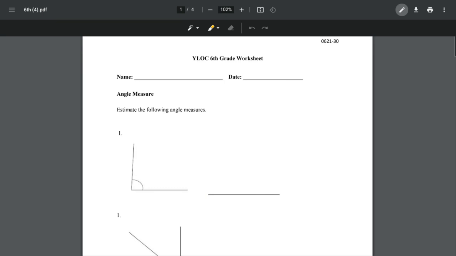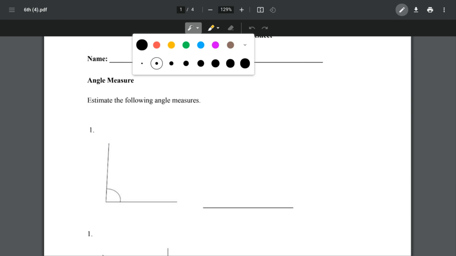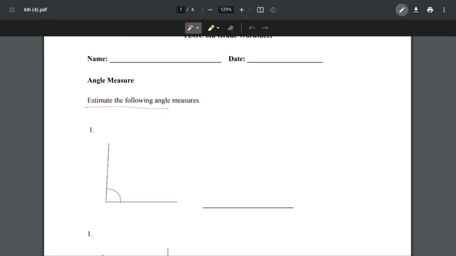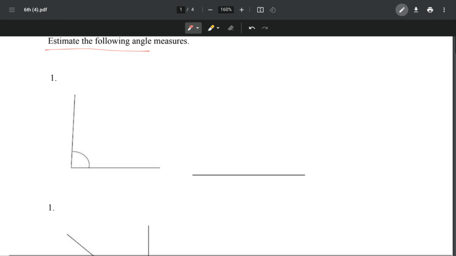So, we have some angle measures. We have to estimate some angle measures, okay? Let's look at number 1 together. We have to estimate the angle measure of this, okay? We know that's 90 degrees. And so that is close to being 90 degrees, but not at 90 degrees, right? So it's a little less than 90 degrees.